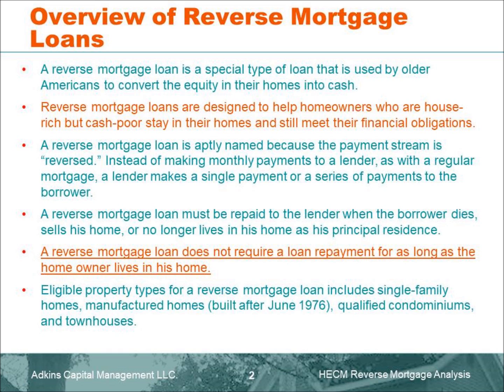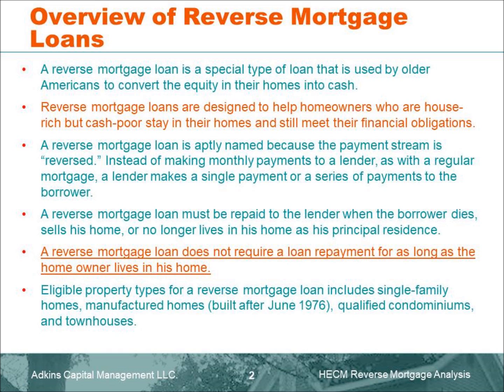A reverse mortgage loan is aptly named because the payment stream is reversed. Instead of making monthly payments to a lender, as with a regular mortgage, a lender makes a single payment or a series of payments to the borrower.